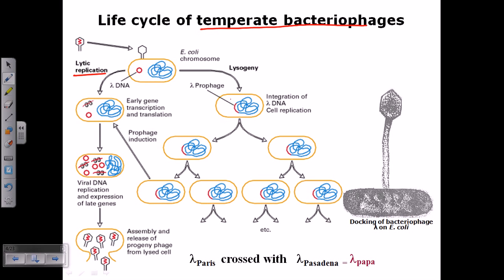After that, when the environment turns opposite to them, this lysogen will be converted to the lytic phage, and then they again lyse the cell and come out, right? So if they want to stay for a longer period of time inside the host cell, they will choose the lysogenic cycle. If they want to just replicate inside the host cell, they will choose the lytic replication cycle.